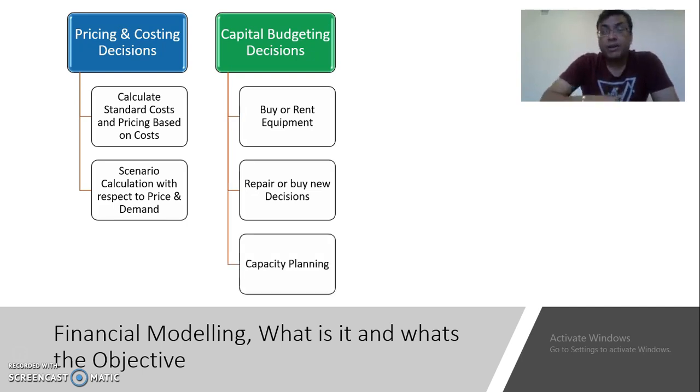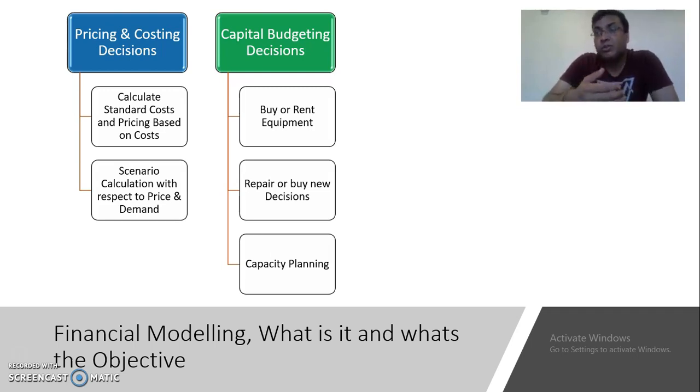Then we also have capacity planning: what kind of capacity equipment we should buy, because the price of equipment is different at each capacity. If you buy bigger equipment, you will incur a lot of overheads, but you have flexibility in the future to increase your business. But if you buy smaller equipment, it will cost less, maybe less electricity, less labor, less space. But if you want to increase the business in the future, you may have to buy another one because it may not be able to handle the capacity. So these kinds of decisions we evaluate through financial modeling.